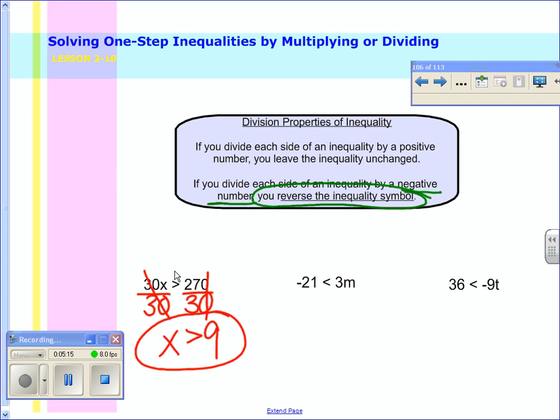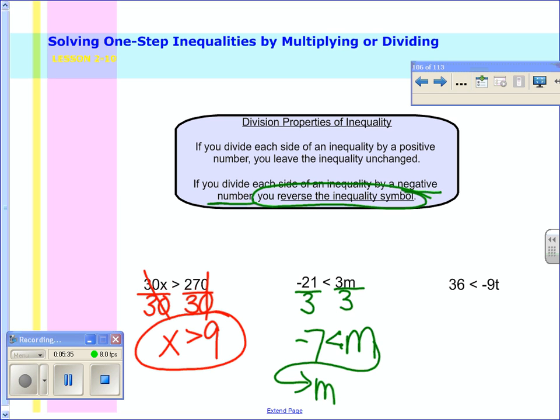Negative 21 is less than 3 times m. Again, same steps. You find your variable, which is m, divide by 3 because they're multiplying, and you are left with negative 7 is less than m. Or again, if we want our variable first, which we normally do, rewrite it as m.